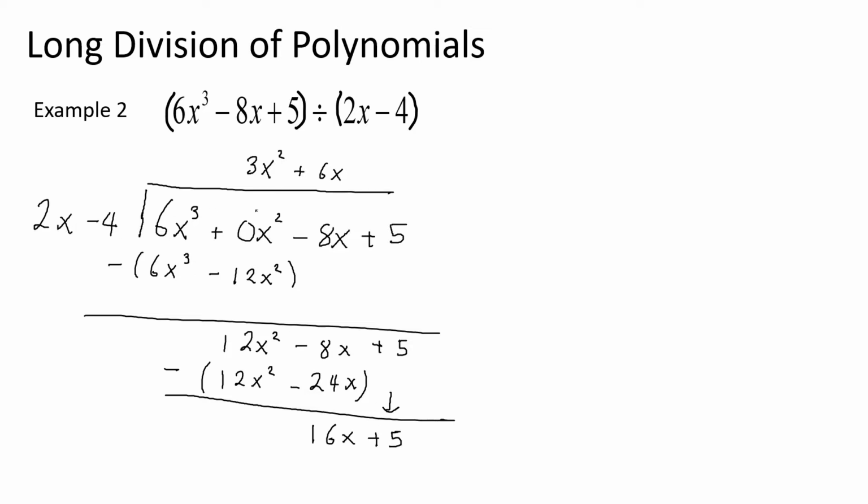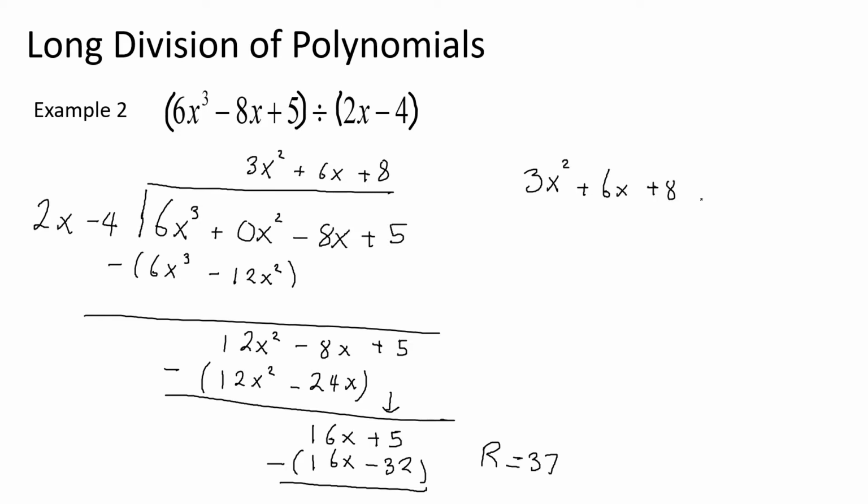How many times 2x goes into 16x? And the answer will be 8. 8 times 2x minus 4 is 16x minus 32, and your remainder will come out to be 5 minus negative 32, which is 37. So your quotient is 3x squared plus 6x plus 8 plus 37 over 2x minus 4.